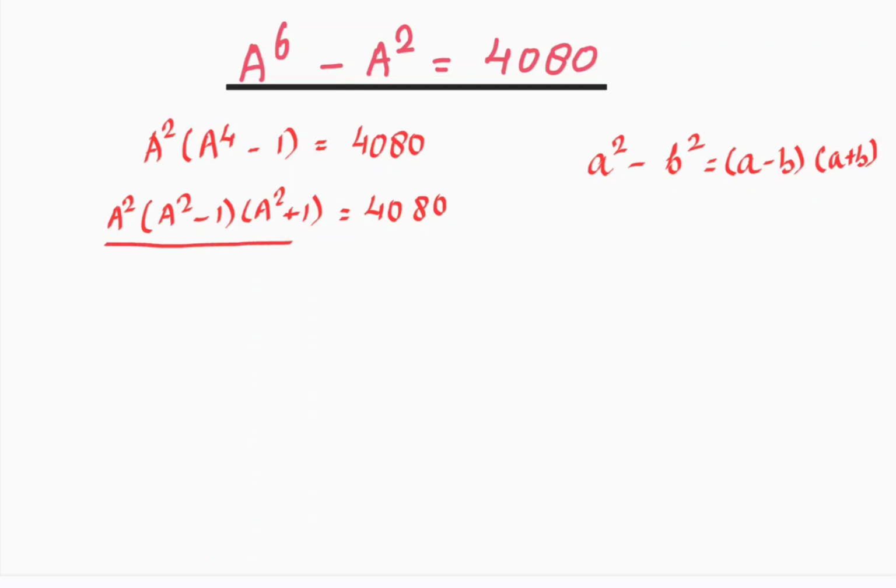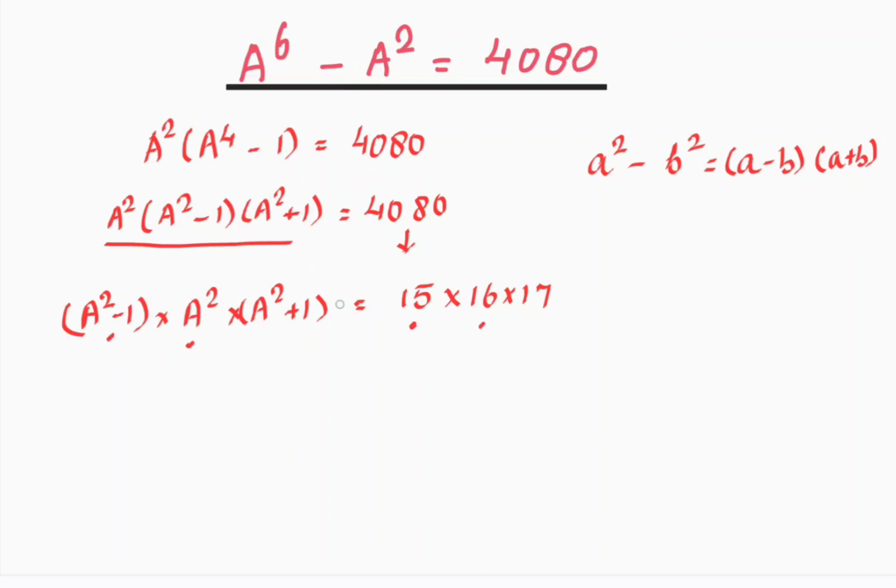Look at the left hand side carefully. You have a square minus 1 multiplied by a square multiplied by a square plus 1, which is multiplication of three consecutive numbers. So let's break 4080 into multiplication of three consecutive numbers, which will be 15 into 16 into 17. If we match left hand side and right hand side, a square minus 1 will be equal to 15, a square 16 and a square plus 1 as 17. So a square is equal to 16.